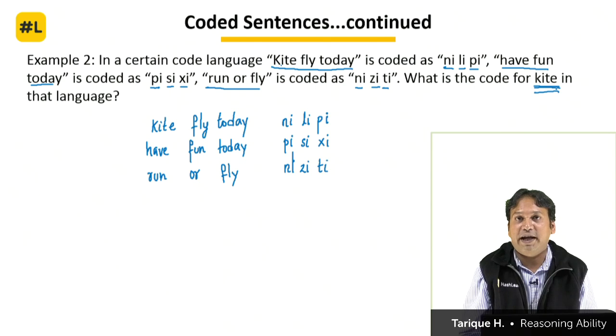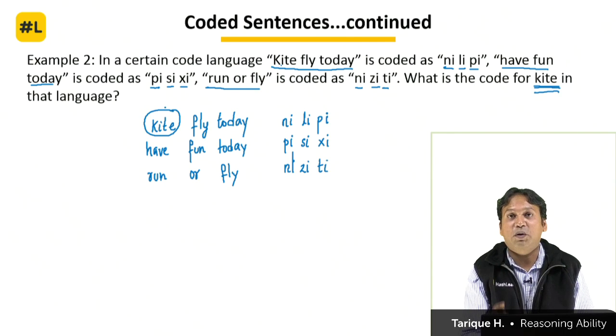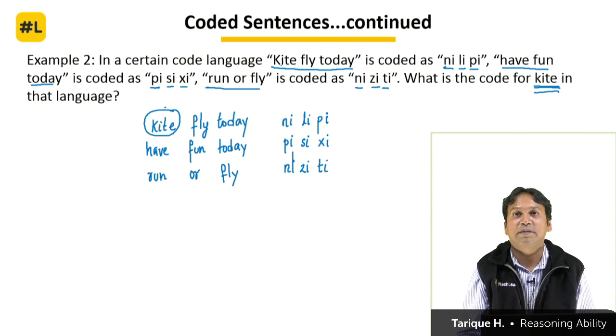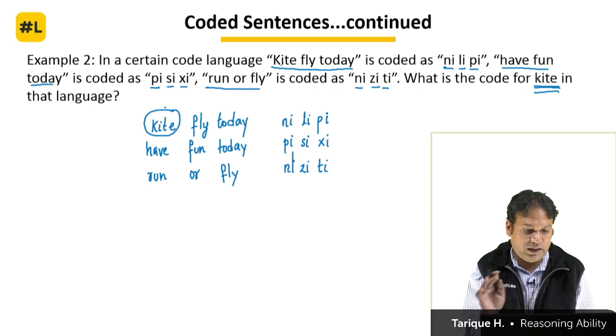How many times has the word kite been used? Only once. So how many times will the code for kite be used? Only once. मैच करना है बस वर्ड को कोड के साथ, कितने बार वर्ड यूज हुआ है, कितने बार कोड यूज हुआ है. Let's solve it quickly.